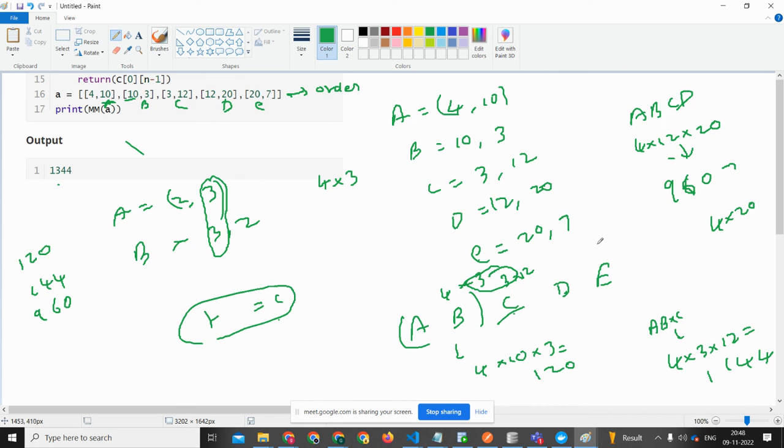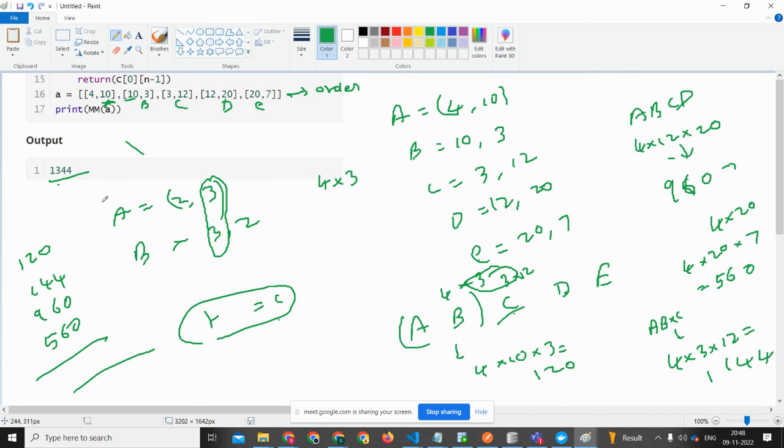Now the last that we are doing is 4 into 20 and 20 into 7. So the total number of computations would be 4 into 20, 80, 80 into 7, 560. So obviously, this is now much higher than 1344. So obviously, there is some other way.